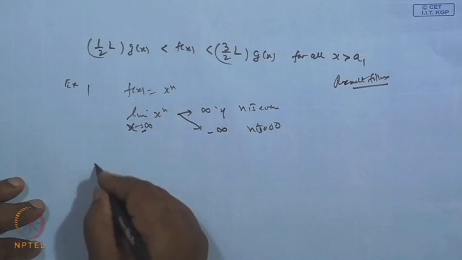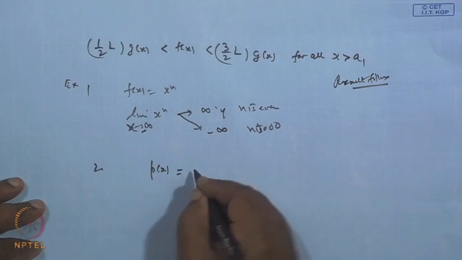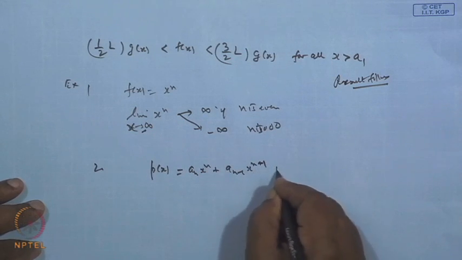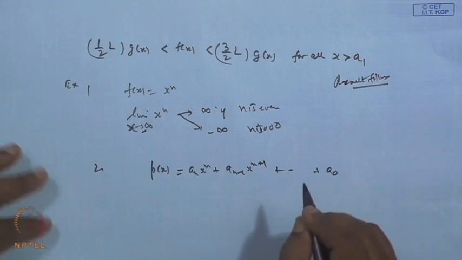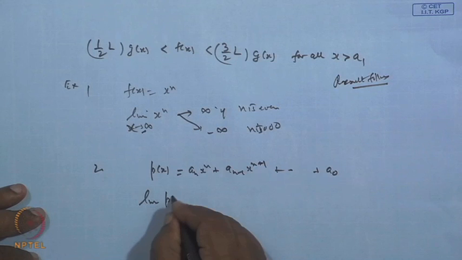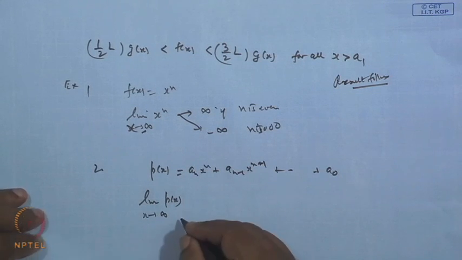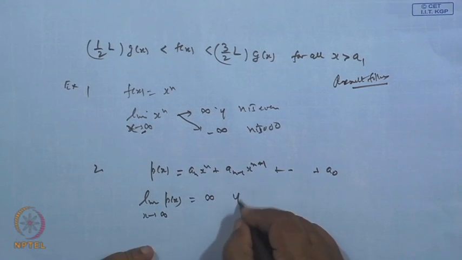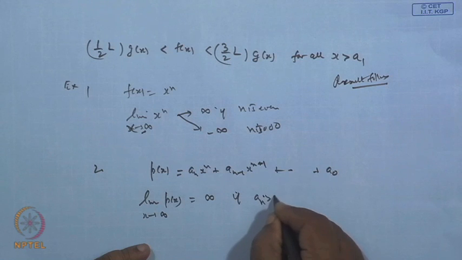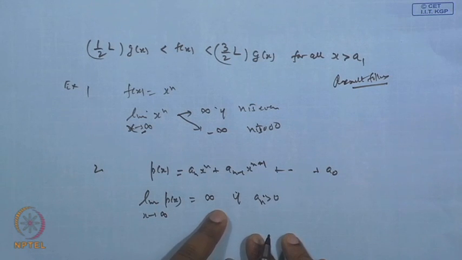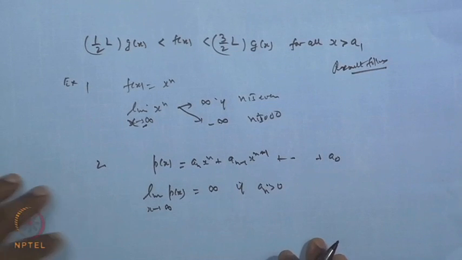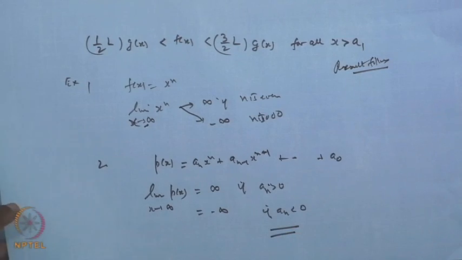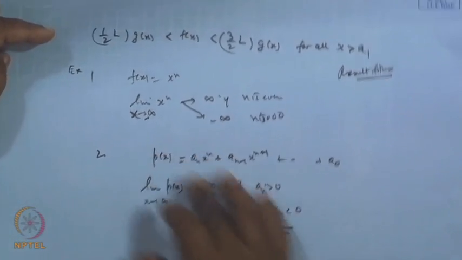Similarly, if the polynomial p(x) is given, say a_n x^n + a_(n-1) x^(n-1) + ... + a_0, then the limit of p(x) when x tends to plus infinity will be infinity if a_n is positive, and p(x) will go to minus infinity if a_n is negative. This can be proved like this. In the case of fractions also we can do it this way. Thank you.